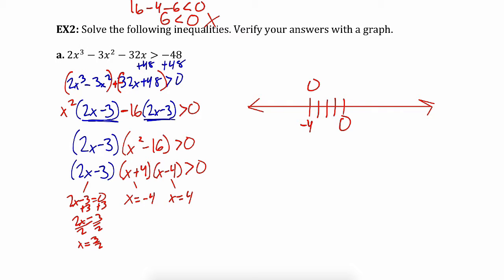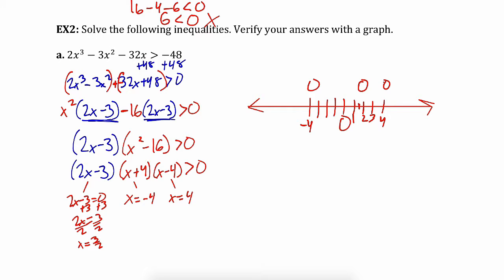Another one we have at positive 4, and again, that'll be another open circle. The other one, 3 over 2, that's 1.5. So that's about here. If that's 1, that's 2, that's 3, it'll be right there. Now, in order for us to figure this out, we're going to have to test various pieces between each point and also on the outsides.